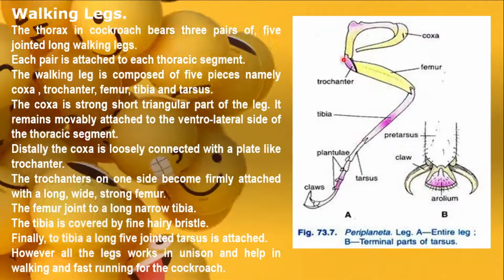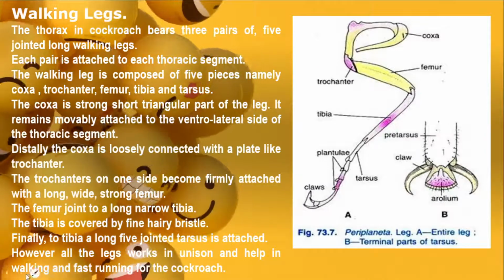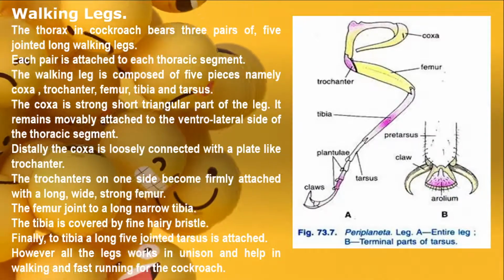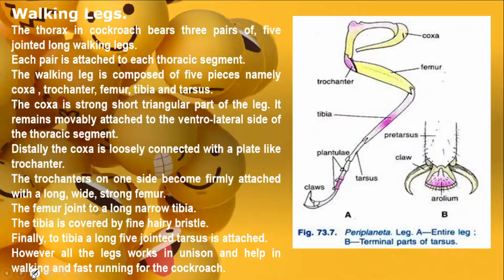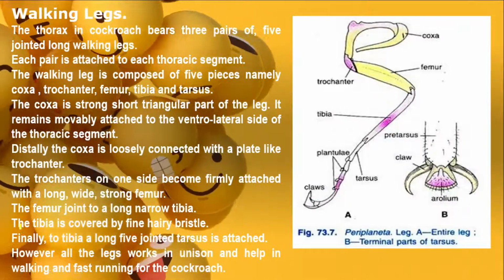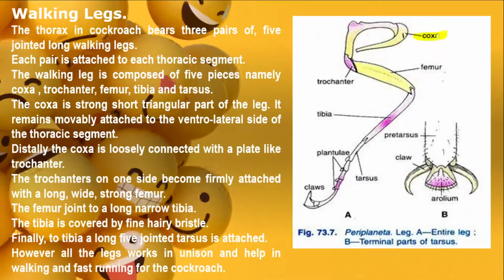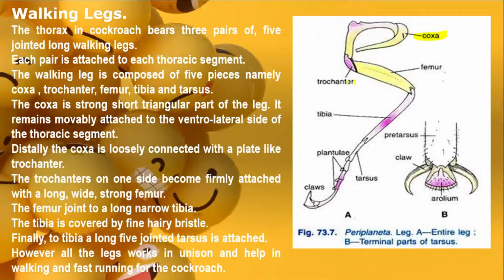So let's see the diagram. Let's see here. I will highlight the structures and then we will explain. Just a minute, highlighter. See here, the first part is coxa. Okay, the second part is trochanter.